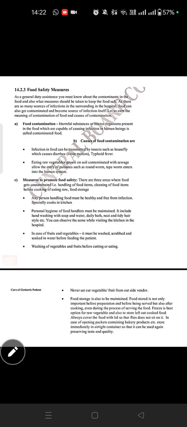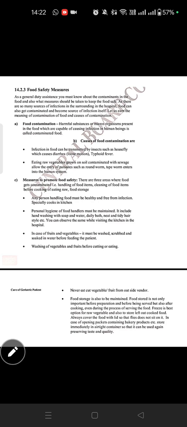Then we can go to the food safety measures. What are the food safeties? First, food contamination is important. Either a microorganism or any substance can cause food contamination. Mainly that causes typhoid fever, diarrhea, loose motion if you are taking raw vegetables, raw meat and all. If you are taking them, parasites, roundworm, tapeworm and all can affect your immune system.